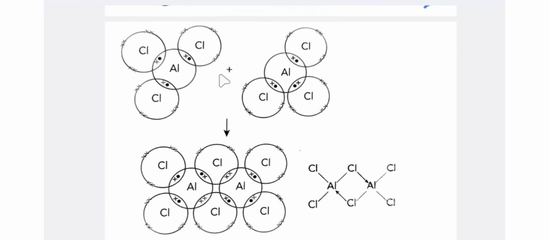Then for this structure, aluminum chloride has covalent bonds. Now these two aluminum chloride molecules are joined together by a dative covalent bond, or coordinate bond.